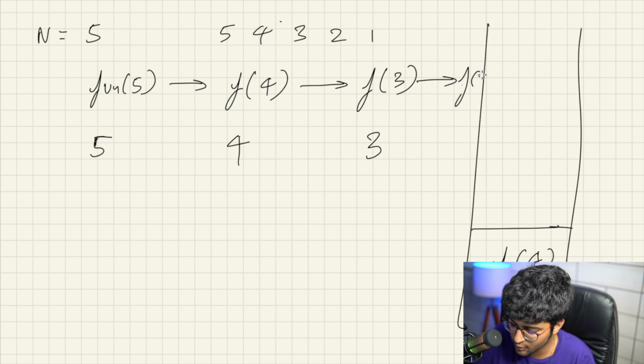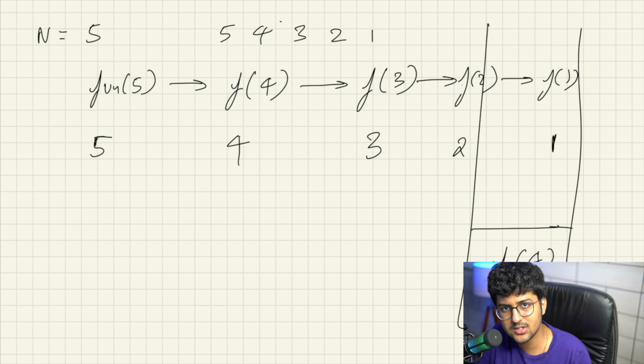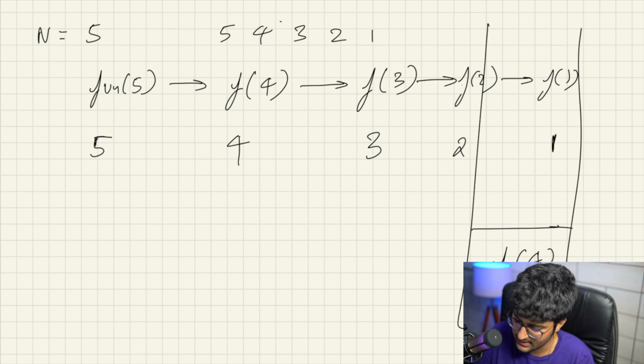Similarly, I can call f of 2. F of 2 will be like, yeah, I can print 2. I will call f of 1. F of 1 will be like, I can print 1. Do you want to print 0 or something else? They're going to be like, no, we don't. We don't need to call anyone else.